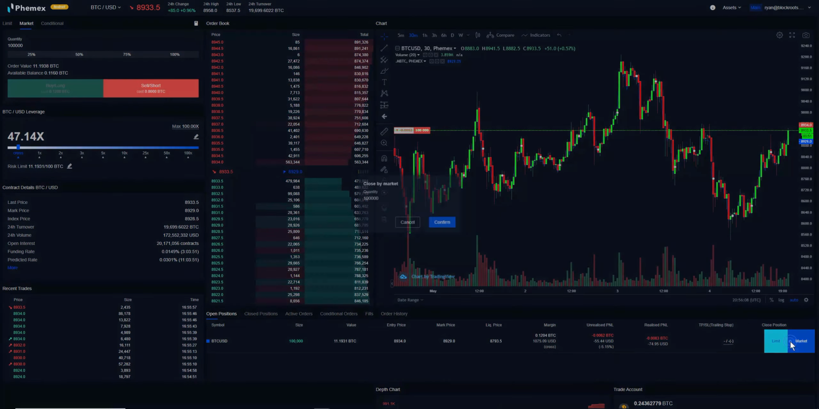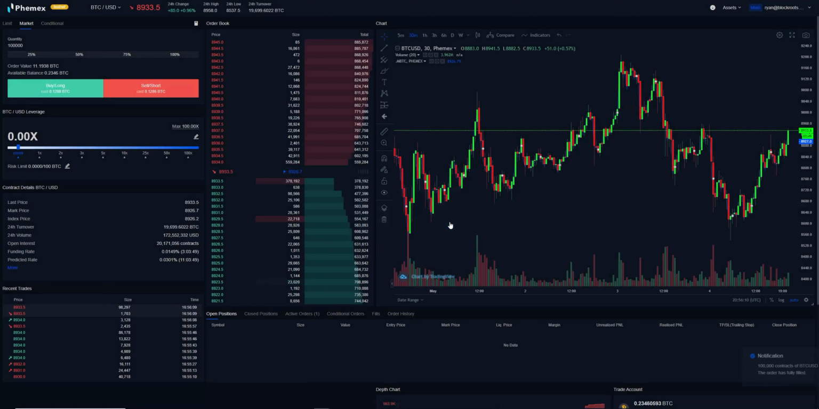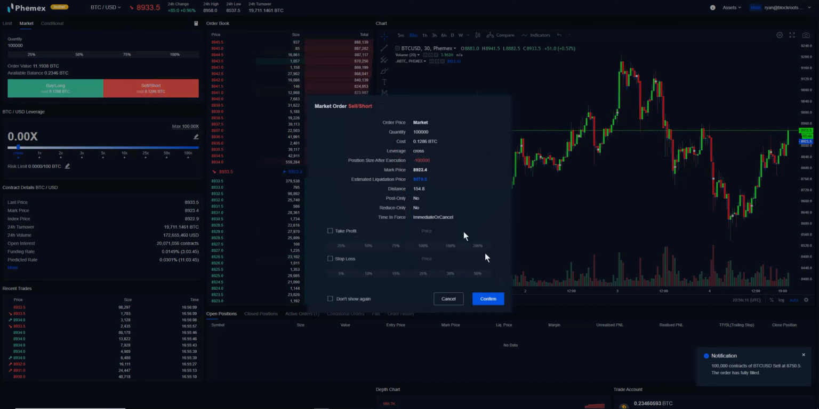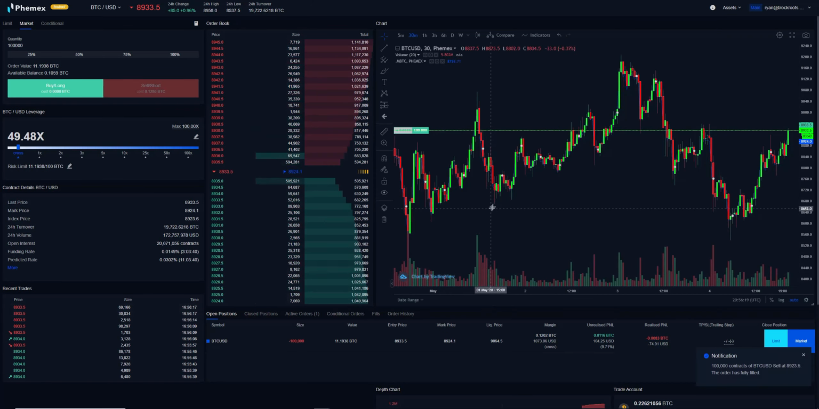If you were doing a sell order, it'd be the exact same thing. So I'll close this market out at market. All right, so I'll go ahead and sell 100,000 contracts. Same thing, confirm, and we're immediately entered into that sell position.